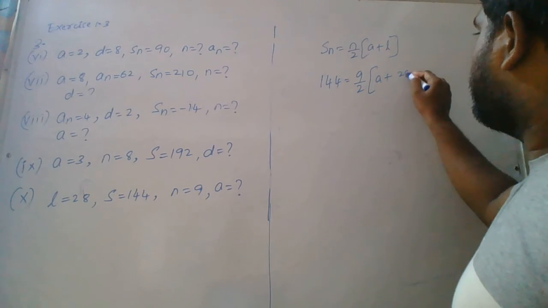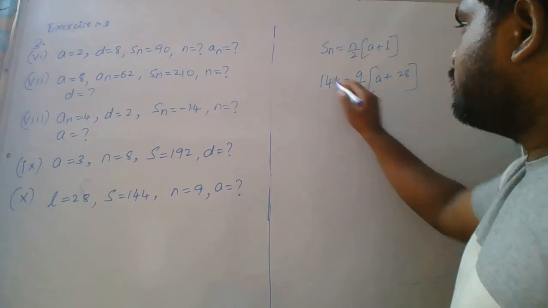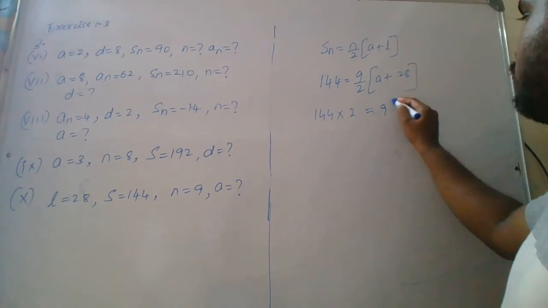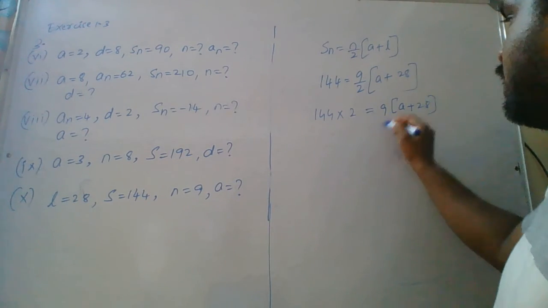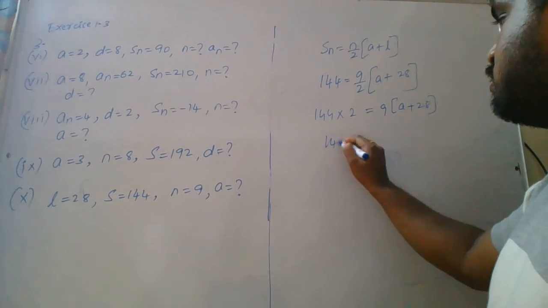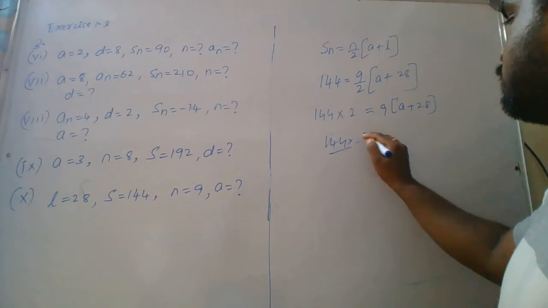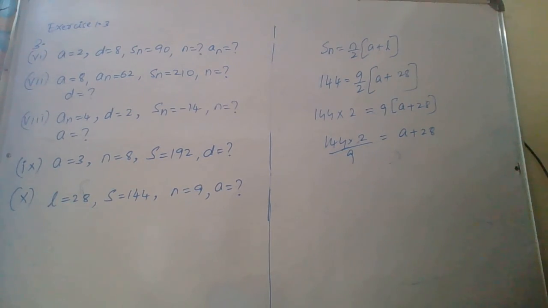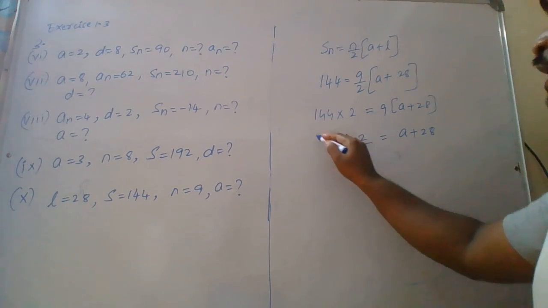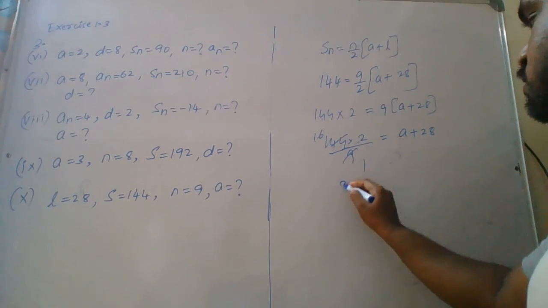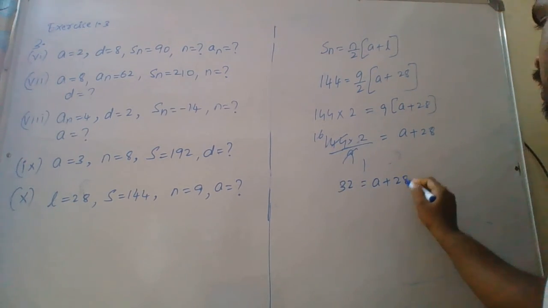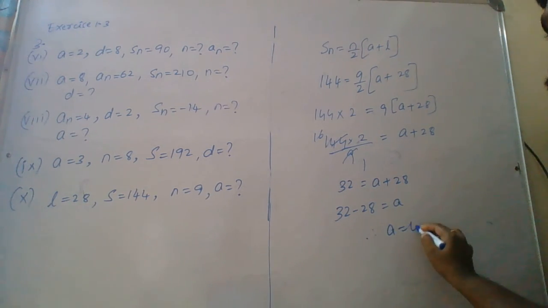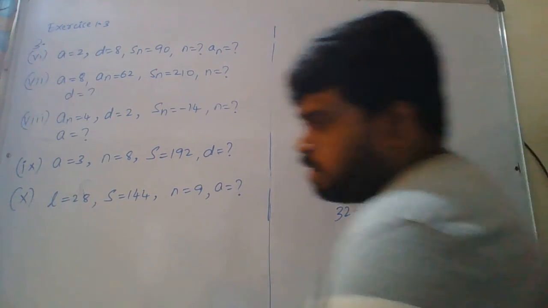L value is 28. So transpose this 2, which is in division. If it goes, it will become multiplication. 144 into 2 equals 9 into a plus 28. You can get this 9 to the other side. It is in multiplication. If it comes this side, it will become division. Equals a plus 28. 9 ones are 9, 9 16s are 144. So 16 into 2 is 32. 32 equals a plus 28. Send this 28 to the other side. 32 minus 28 is equal to a. Therefore, a is 4. So you got the value of a as 4.